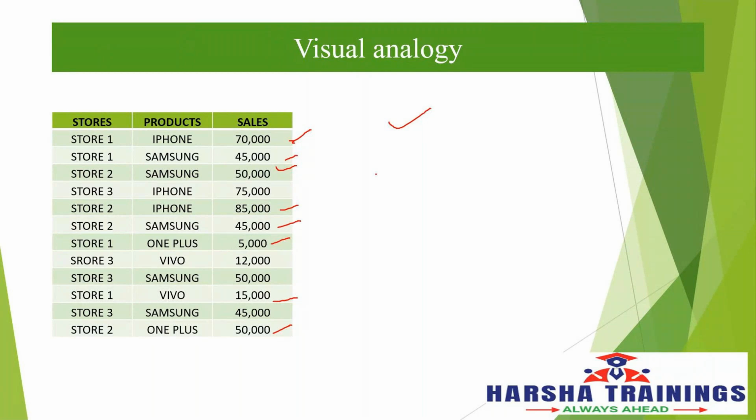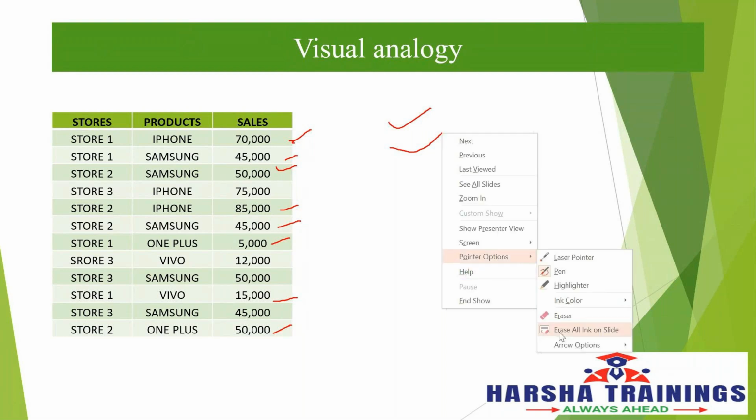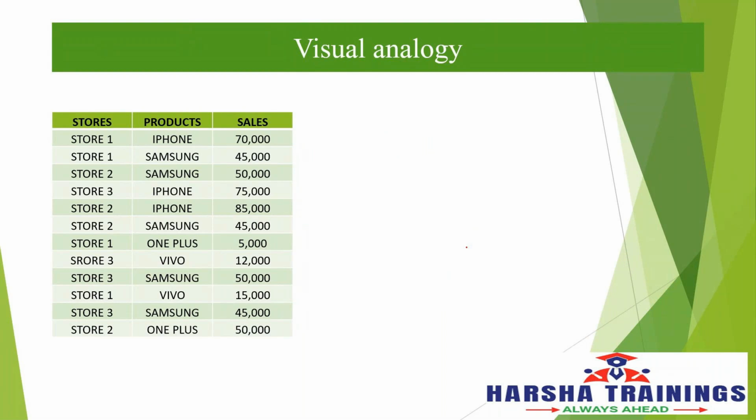The same thing will apply for store three. Then only you will get three values. From the three values you need to select one maximum value, then only you are able to answer my question, or you are able to satisfy my requirement, right? Without doing any calculations, I can give you a simple answer with the help of creating a visual.